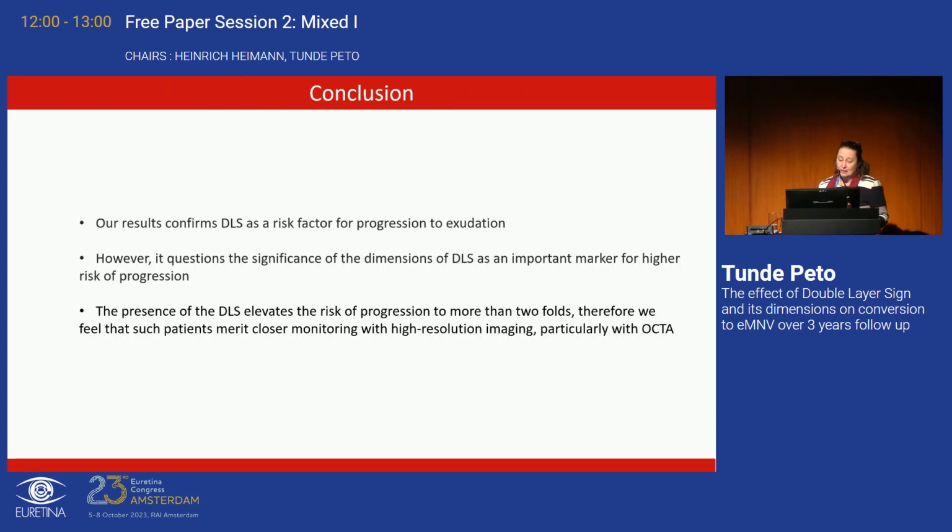So overall, our results confirm that DLS is a risk factor for progression to exudation. It really is questionable if you do need to measure it, but we do know that the presence of it will give you a higher risk for progression. So in a busy clinic, you can establish it, and you will be able to look at that. And the presence of DLS, as I said, elevates the progression more than twofold.